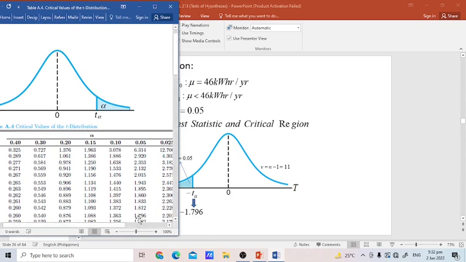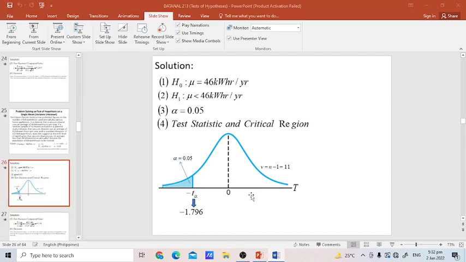Okay. Now, since it is area, we consider area to the left. So we have negative t sub alpha here. So we just put a negative sign, negative 1.796. So this is positive 1.796. So there you go.